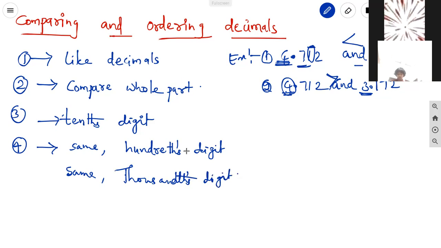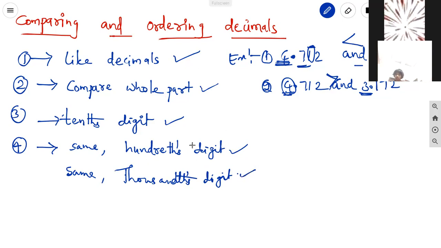That is the process to compare and order decimals. First, we write like decimals. Then we compare the whole part. If the whole parts are the same, then go for the tenths digit. If the tenths digits are the same, go for the hundredths digit. If the hundredths digits are the same, go for the thousandths digit.